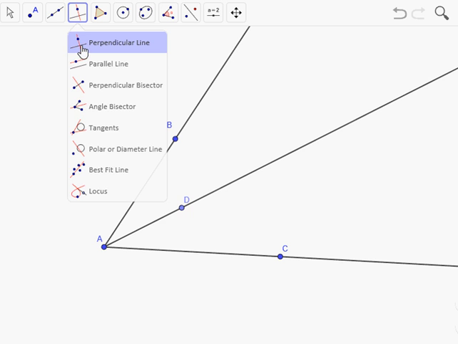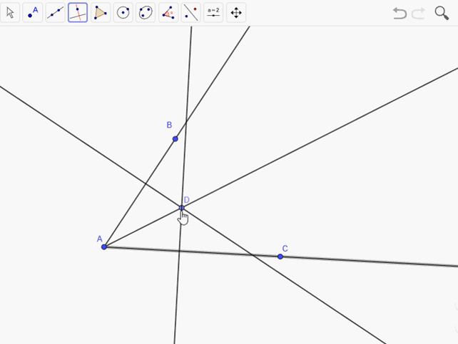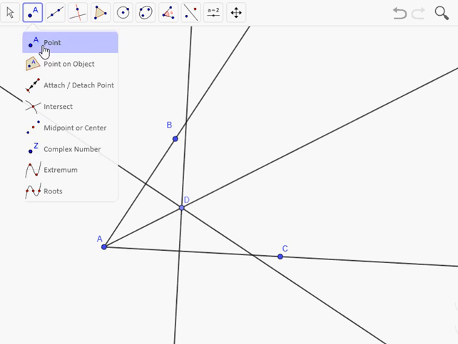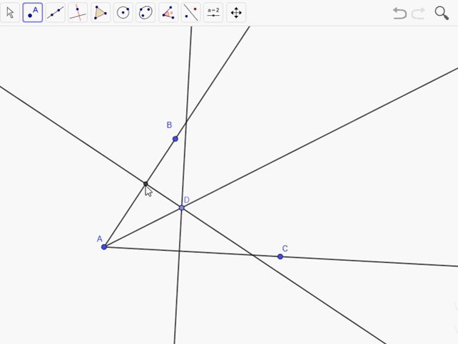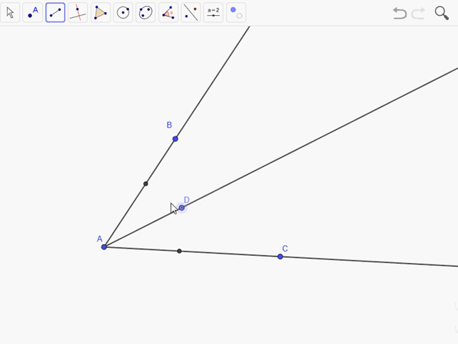Let's draw some perpendicular lines. I'm going to draw a perpendicular from here to point D, and then to this line from point D, and then I want to put some points here. So I'll put a point right there at that intersection and a point right here at that intersection. And now I don't need these lines anymore, so let me just get rid of them. And instead, let's replace them with some segments. Okay, so segment, and then a segment to here.